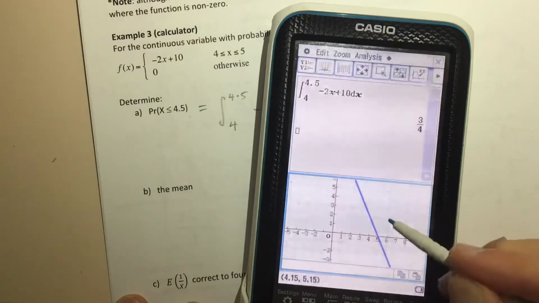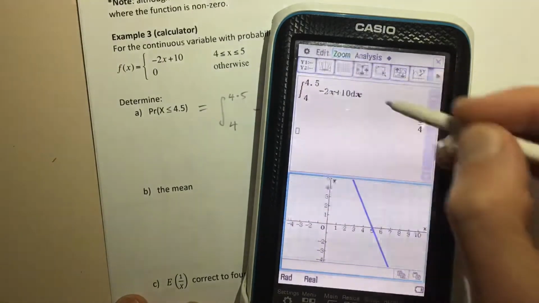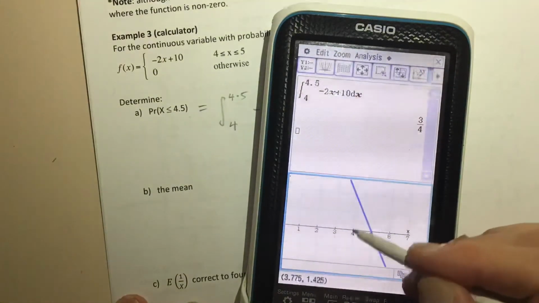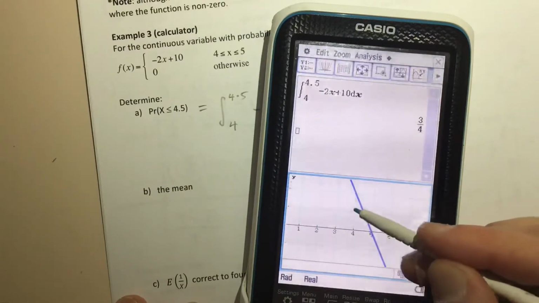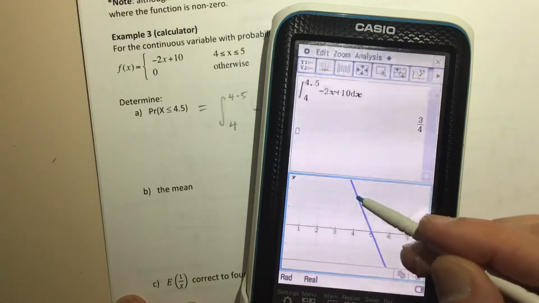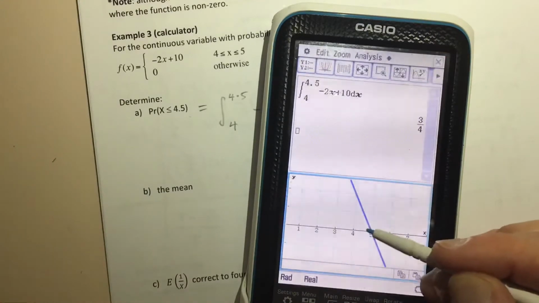Okay, so what we're really looking at here is just this. I'm going to zoom in on it. This section of the graph between 4 and 5 is where all of our probabilities sit. You can see from the grid lines that this is just a triangle with a height of 2 and a base of 1. So the full area between 4 and 5 would equal 1, which is what we expect.